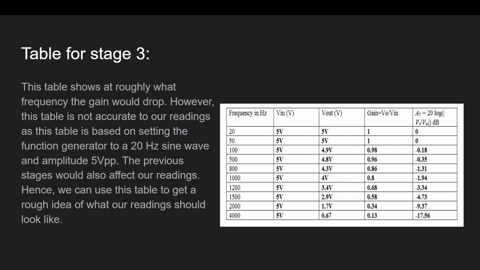This table can give us a rough idea at what frequency the gain would drop. However, this table is not accurate to our readings as this table is based on the setting of the function generator to a 20 Hz sine wave and amplitude of 5 VPP, whereas our function generator used in the recording later is set to an amplitude of 200 mV peak to peak. Previous stages would also affect our readings here. Hence, we can only use this table to get a rough idea of what our reading should look like.